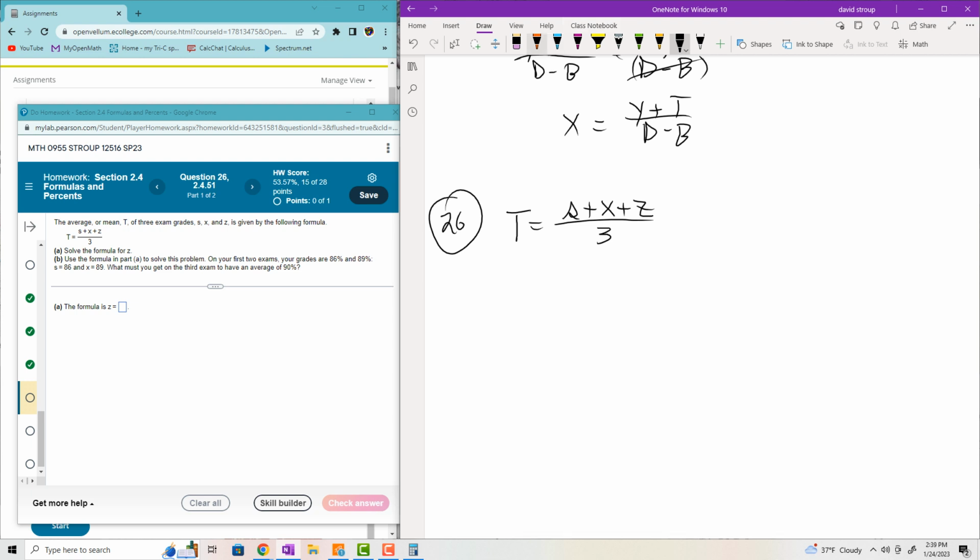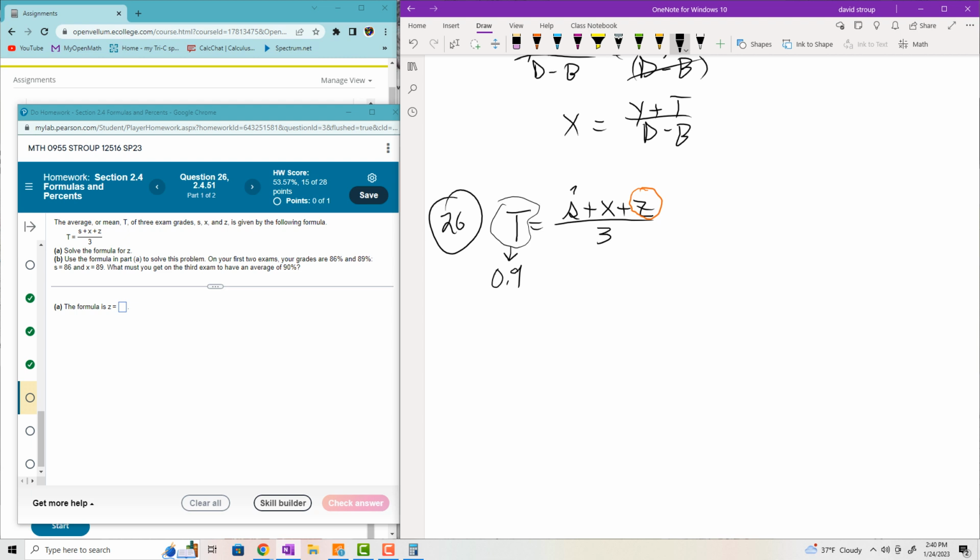So you're solving for this unknown test. Maybe you haven't taken test Z yet, and you want for T to be a 90%. So you want this to be 0.9.